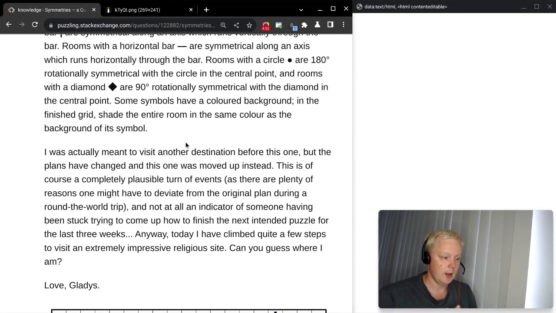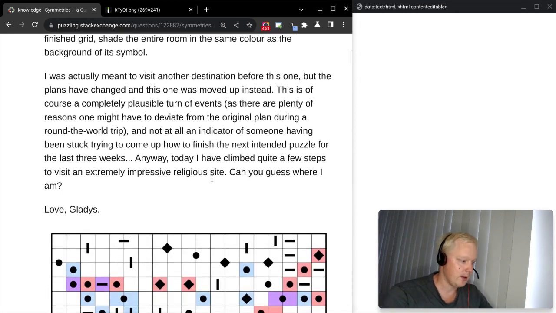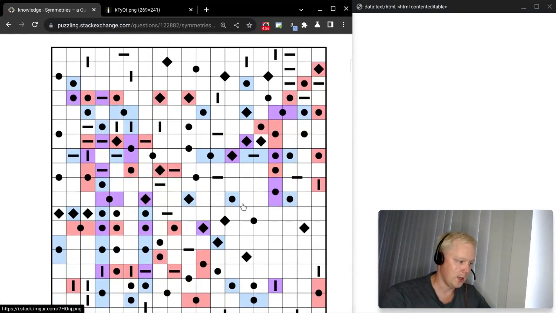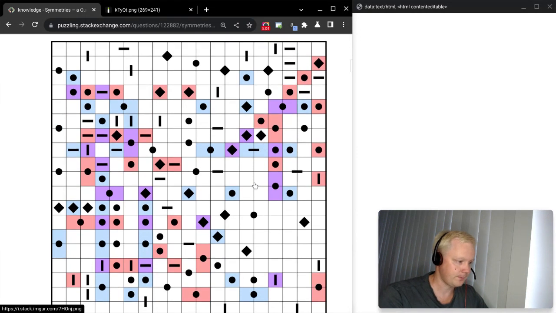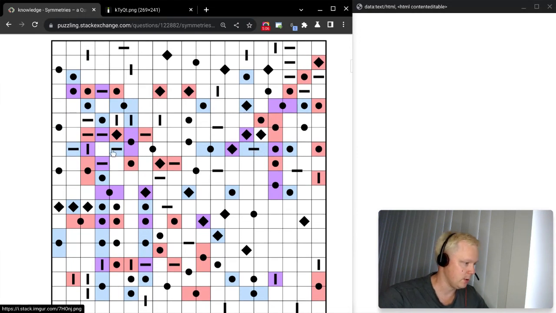So let's open an editable grid. We sort of scrolled down, but this is the grid. So we have all these symbols, and some of them have colored backgrounds, and we have to color those rooms in the end. So 3 different colors used here: purple, blue, and red. So let's open an editable grid and start thinking about how to start with a Quadritaisho.